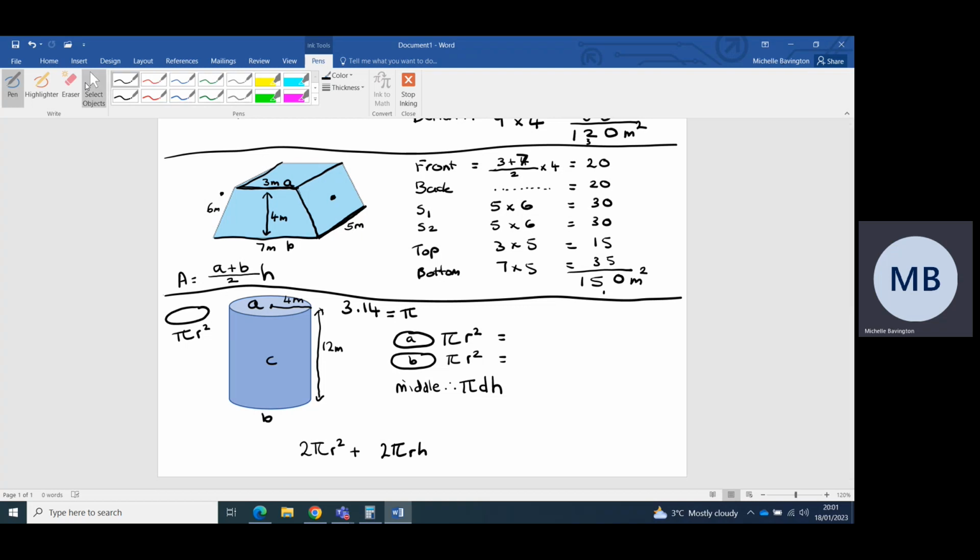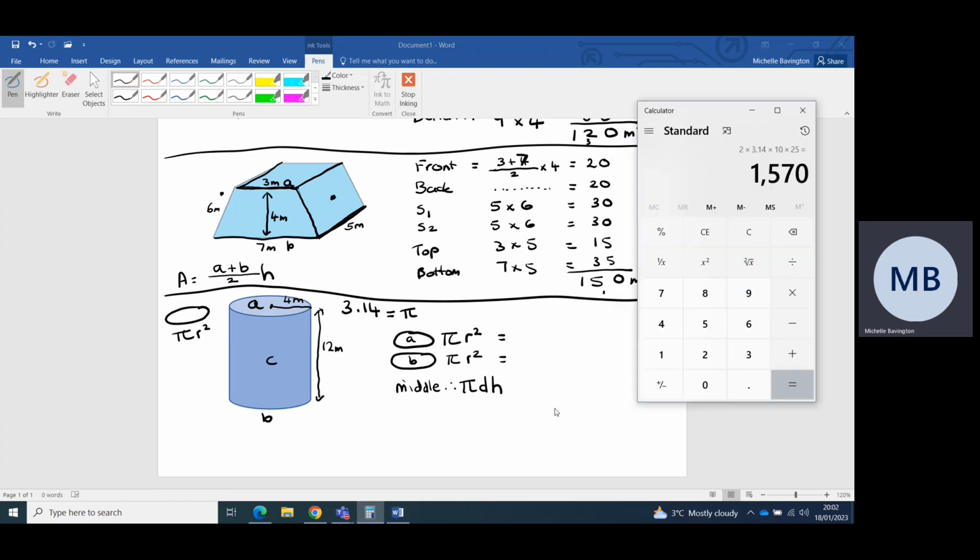I'm going to use this one because it allows me an image, and I work well with images, and I know a lot of my learners do. Okay, let me get my calculator up. I'm not going to try and do this without.